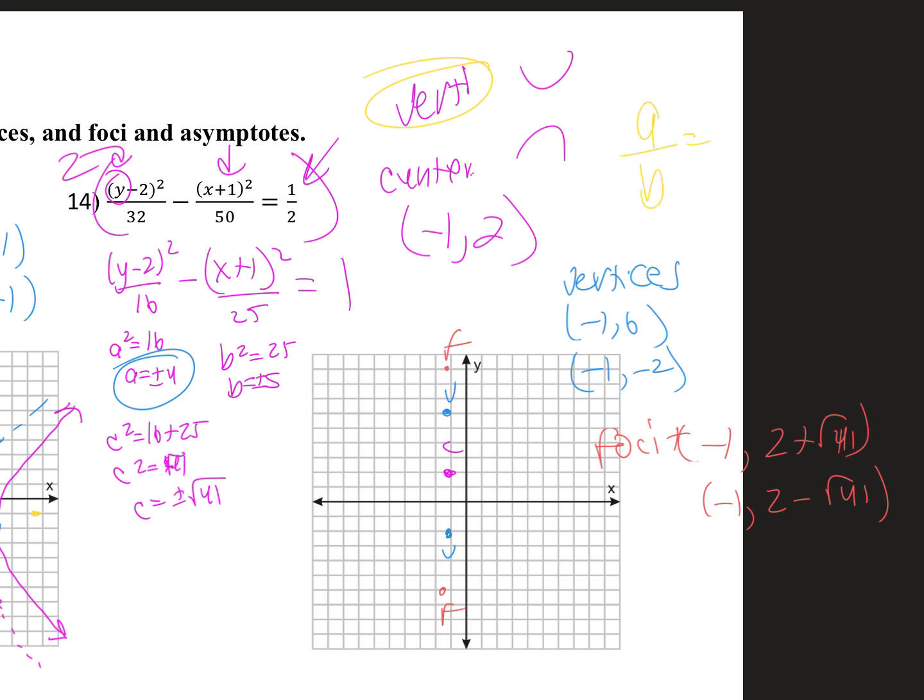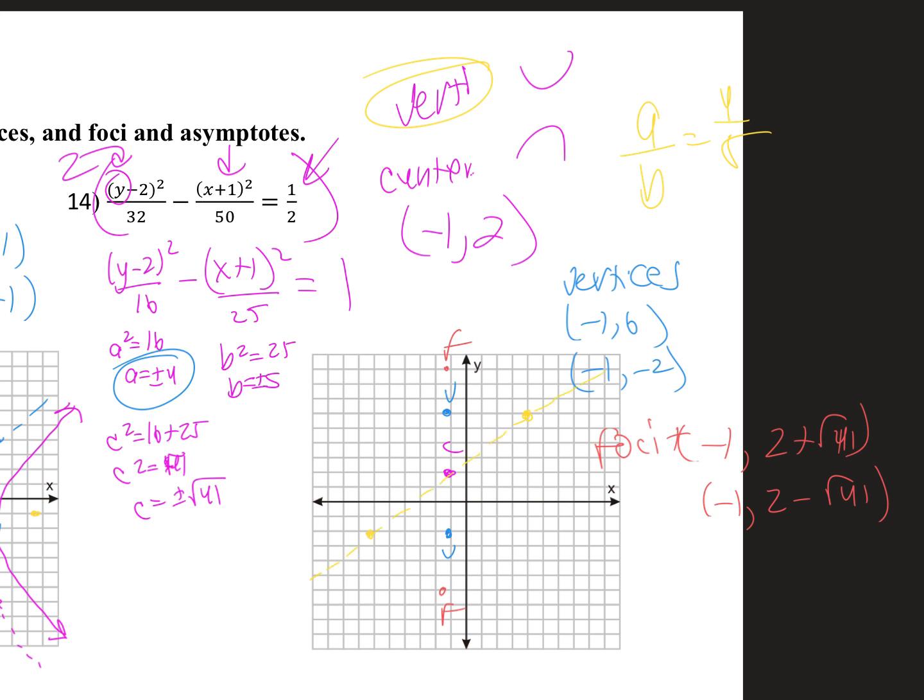So from the center, I'm going to go A over B. Well, what's my A? My A value is 4, and my B value is 5. So I'm going to go up 4, 1, 2, 3, 4, and over 5, 1, 2, 3, 4, 5. Down 4, 1, 2, 3, 4, and over 5, 1, 2, 3, 4, 5. And there is one of your asymptotes.